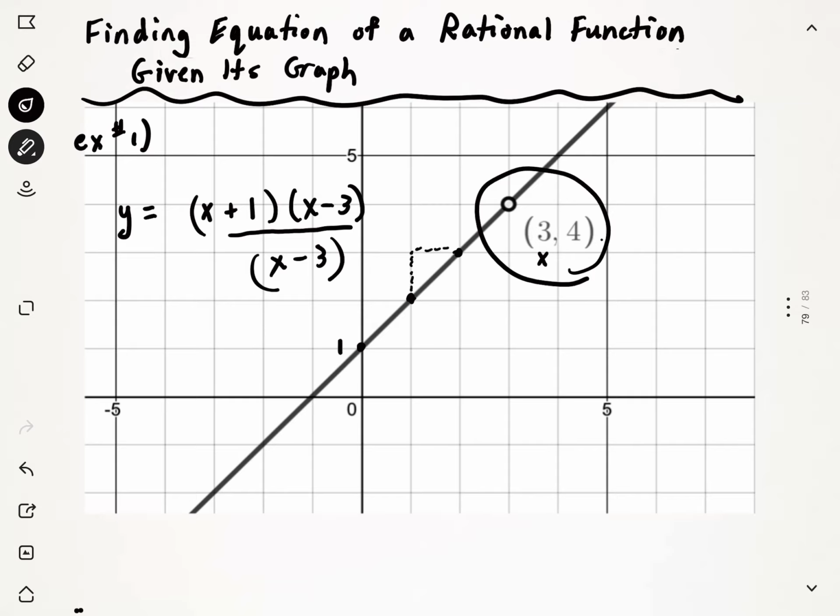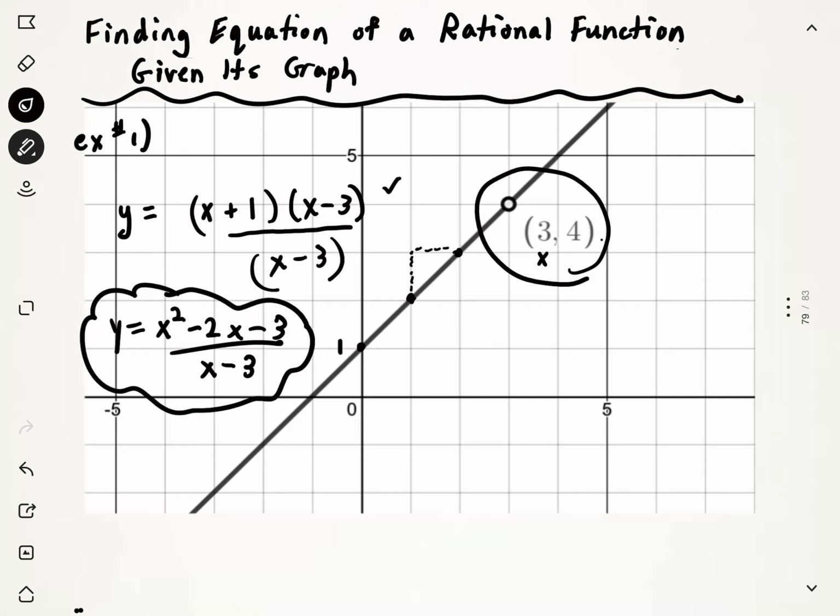No VAs, so there's nothing else on the denominator, and you can leave your answer like this. This is the correct answer right here. Or you can multiply out the top so that you'd get x squared minus 2x minus 3 over x minus 3. And then this is the function right here in multiplied out form. Okay, so that one's not too bad, all right? That one's a linear function.